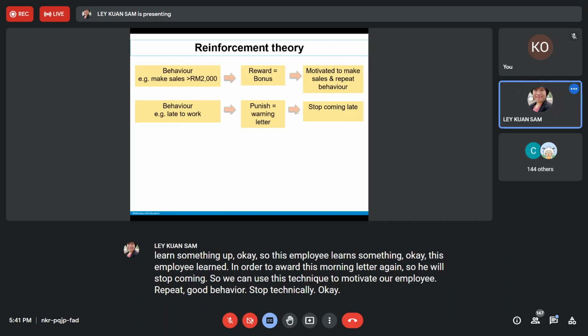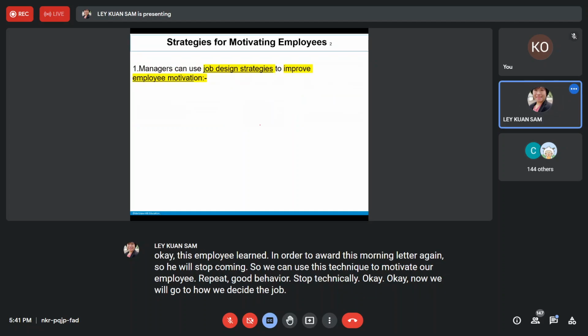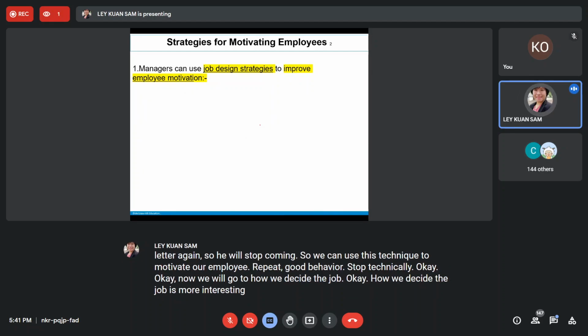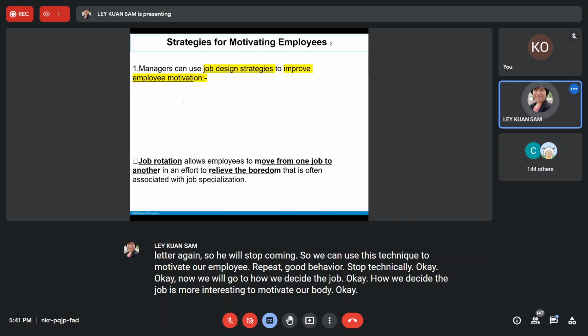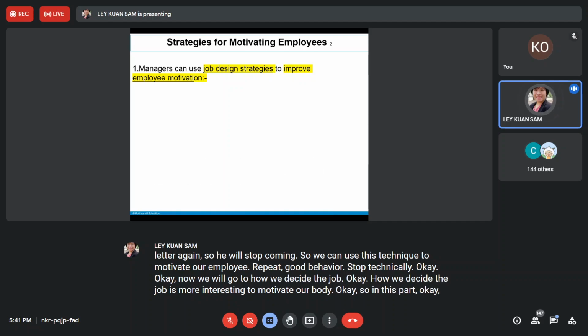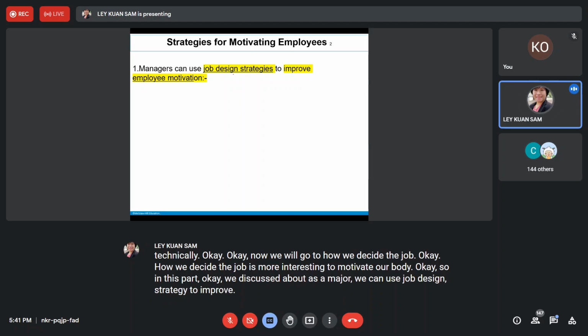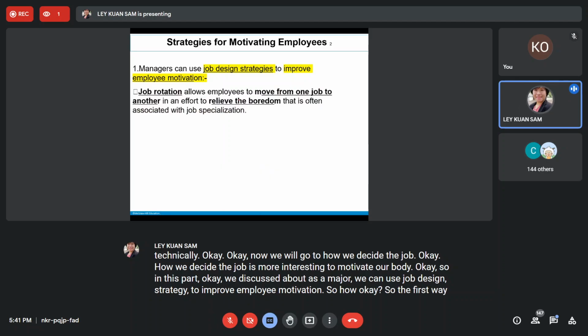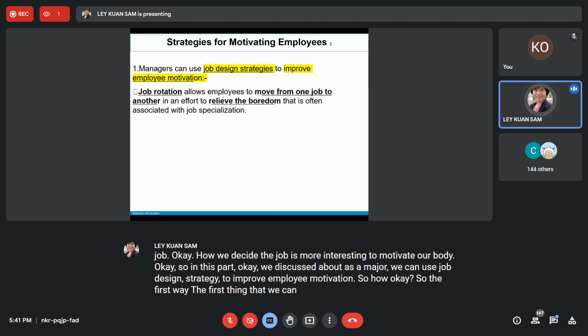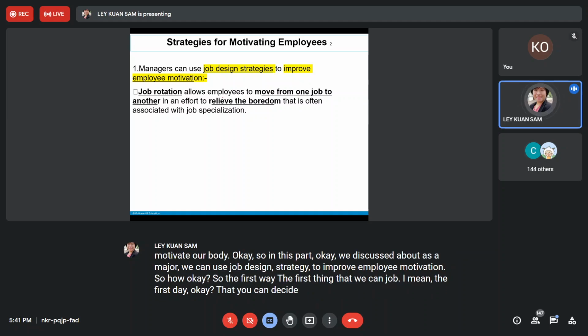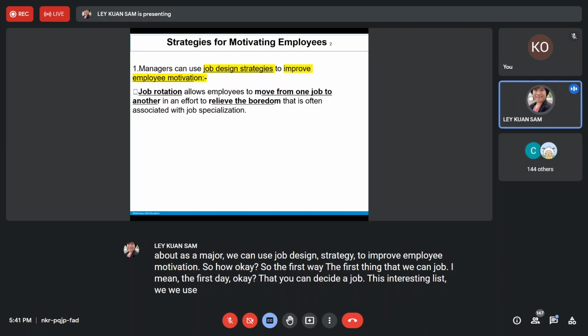Now we will go to how we design the job. How we design a job that is more interesting to motivate our employee. In this part, we discuss how, as a manager, we can use job design strategy to improve employee motivation. So how? The first way that we can design a job that is interesting is job rotation.